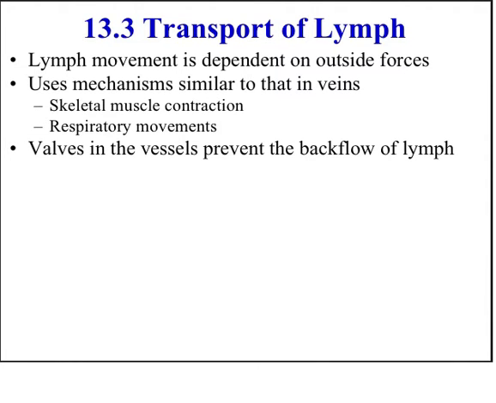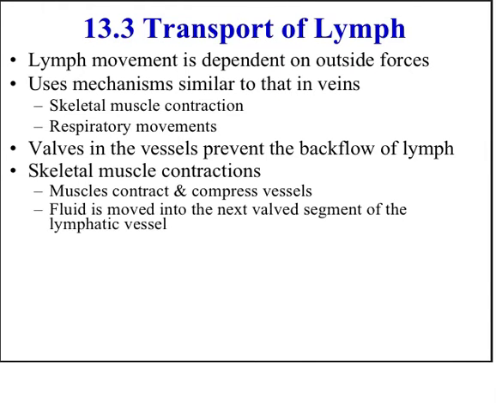So the valves prevent backflow of lymph, similar to the way they do in the venous return to the heart. Skeletal muscle contraction compresses the vessels, and that forces the fluid through these one-way valves on its way to the lymph nodes, and eventually it'll exit the lymph nodes and be carried again by lymphatic vessels to the lymphatic trunks, then lymphatic ducts, and then rejoin the circulatory system.